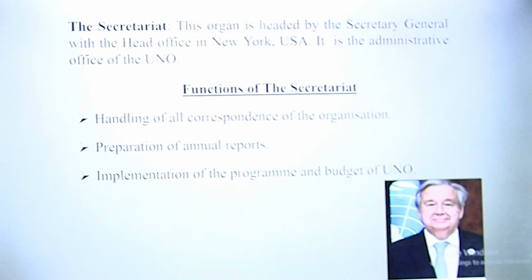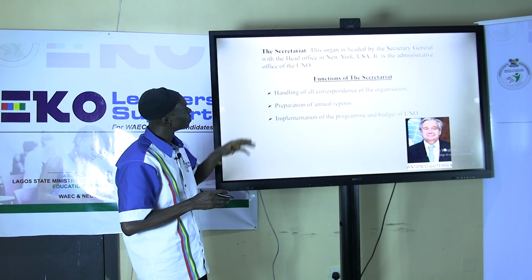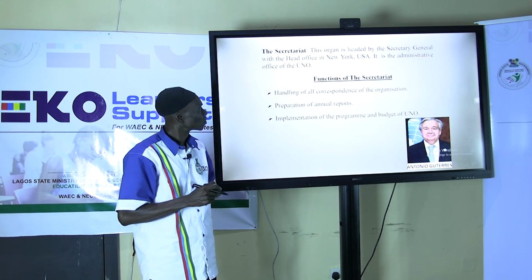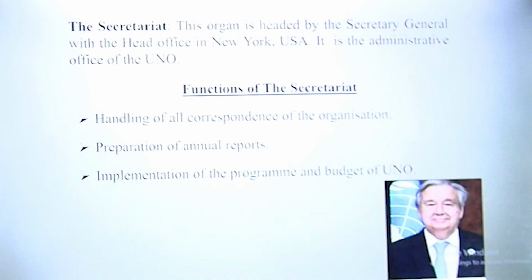The second organ is named the Secretariat. Like I said, the head office of UNO is located in New York, USA, and that is where you have the office of the Secretary General. This organ is the administrative office of UNO. What are the functions performed? One, all correspondences, documents, and information that get to the office of UNO are handled by the Secretariat.